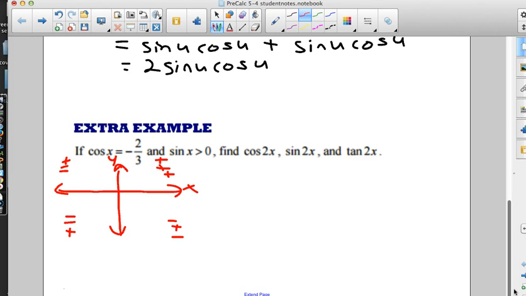Quadrant 2? Okay, let's get our triangle on there. Cosine x is negative 2/3. Cosine is adjacent over hypotenuse. And I wrote 3 for a 2.